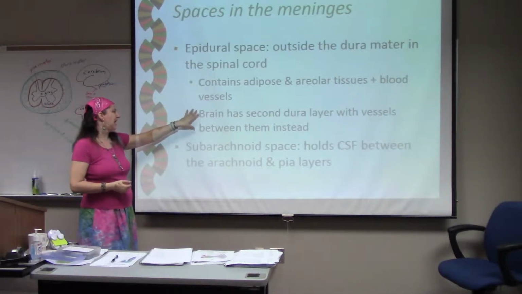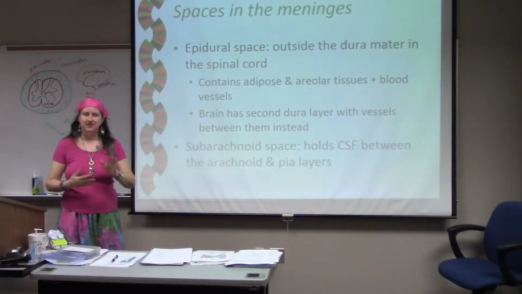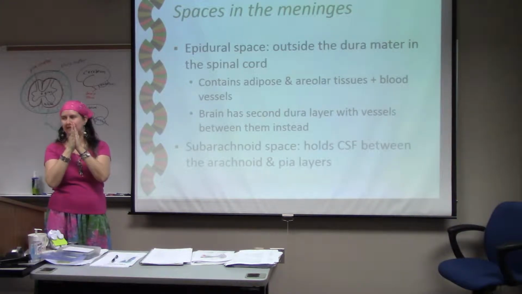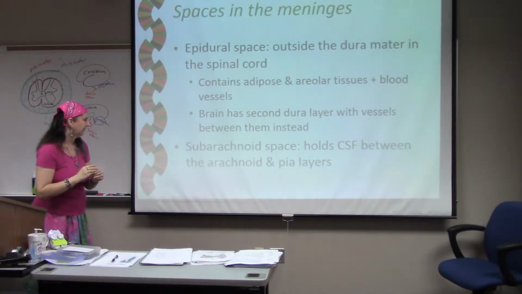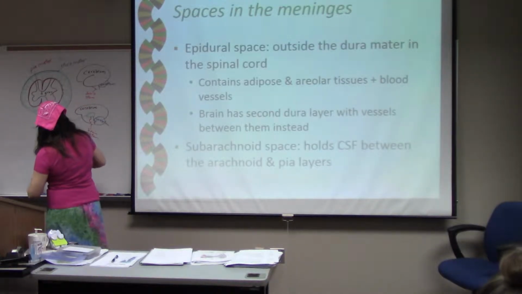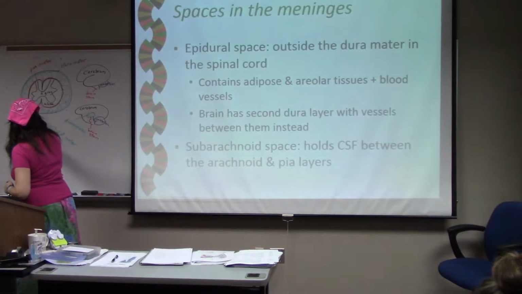The brain does not have an epidural space. Instead, it has a double layer of dura, where the outer one is stuck to the skull, and between them are where you find the veins. There's also a subarachnoid space. That would be in here within the web.